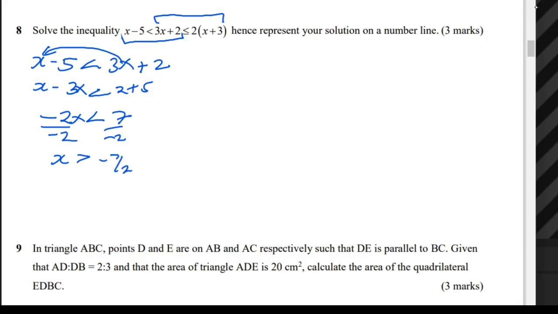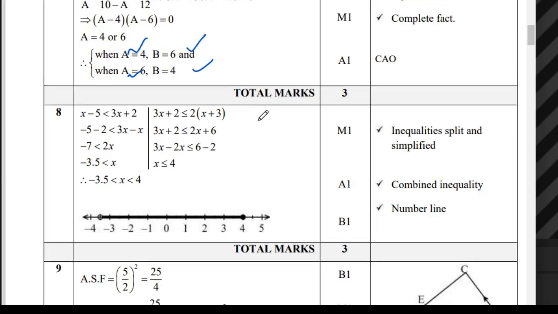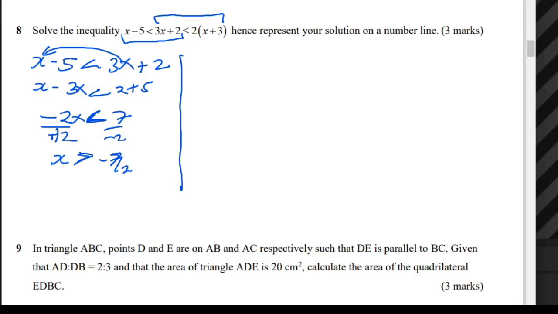Now you realize that when you divide by a negative value, it changes the sign. The sign changes from this way to this way, right? You understand that? So that's how you handle that. That 7 over 2 is the same as negative 3.5. So actually x is greater than negative 3.5.